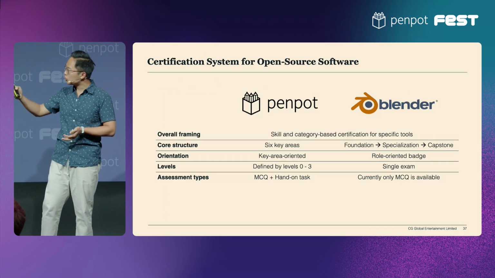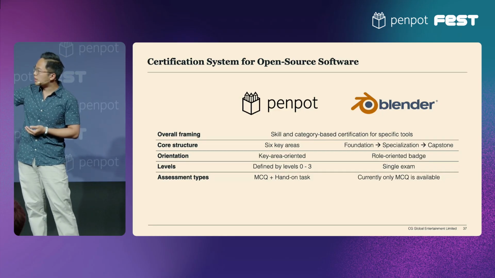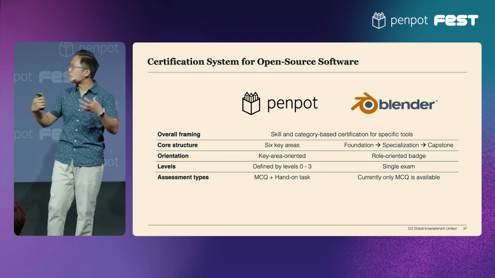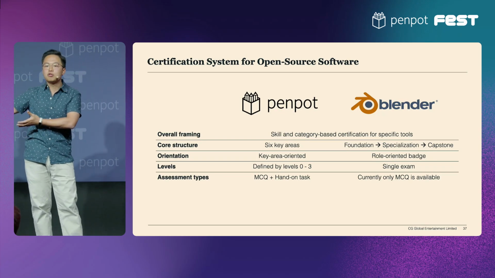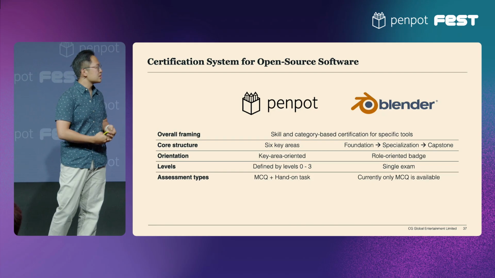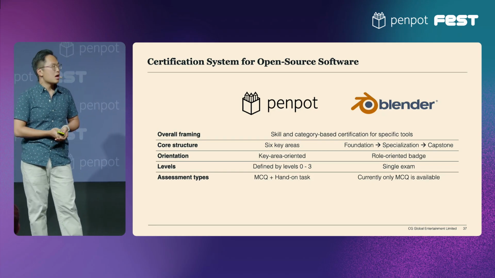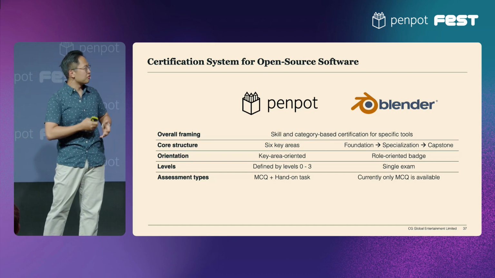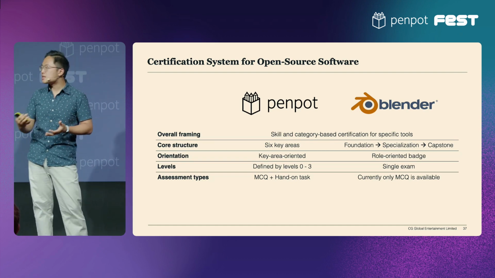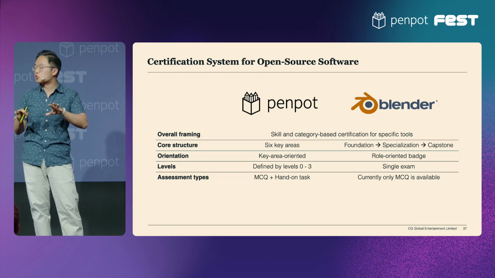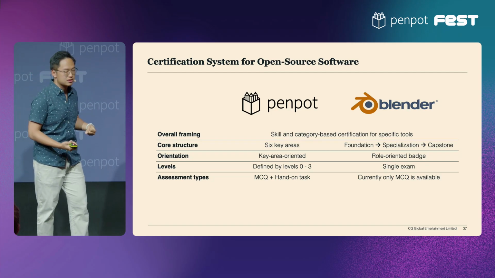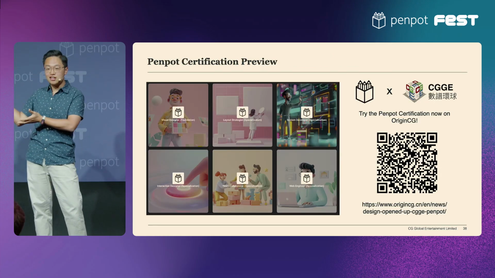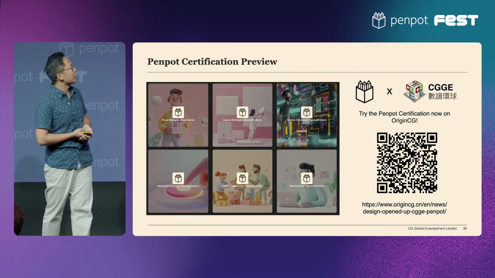You'll see here, we did that with Blender by creating Blender badges. We did that with the community, getting insights and feedback from them. Now we've done the same for Penpot. We created a six-step system that defines key knowledge and skills in different areas, levels 0 to 3. We assess that with a blend of multiple choice exams and hands-on tasks. We're glad to announce that this is now online and available to try out on our platform.